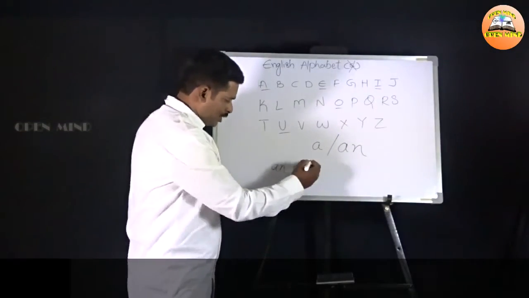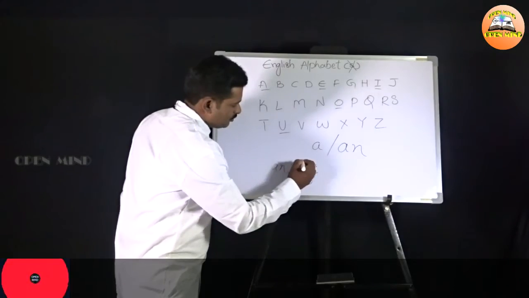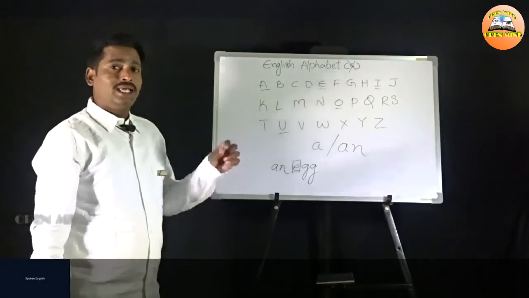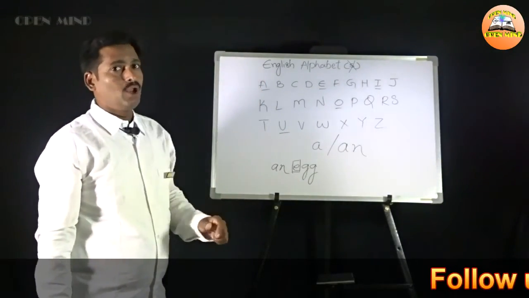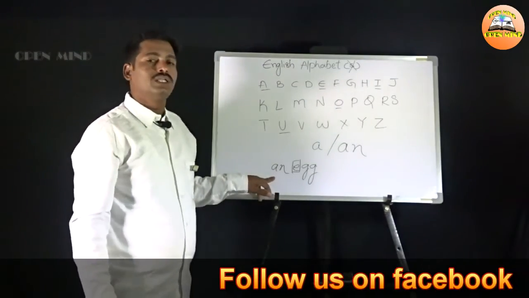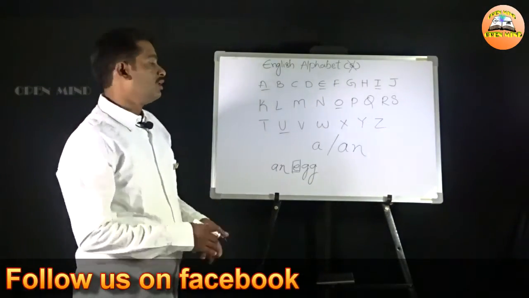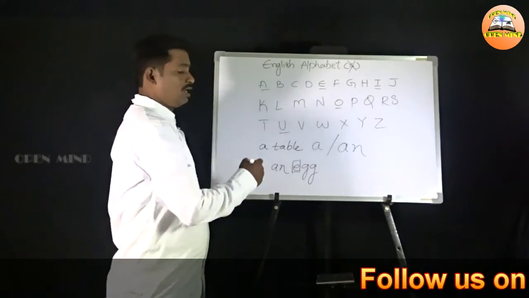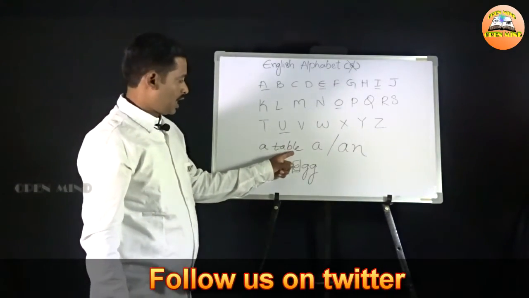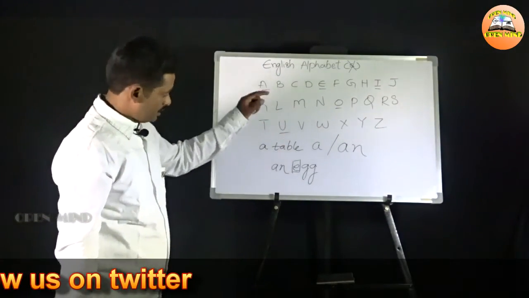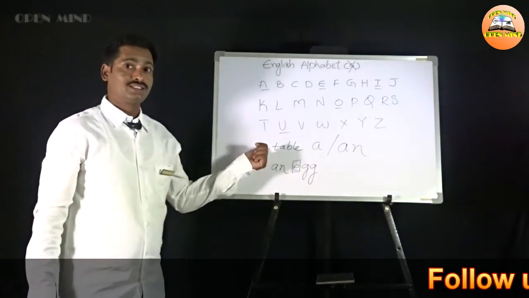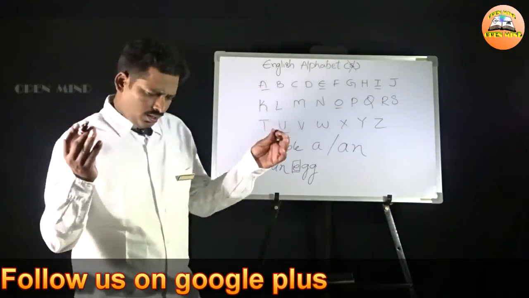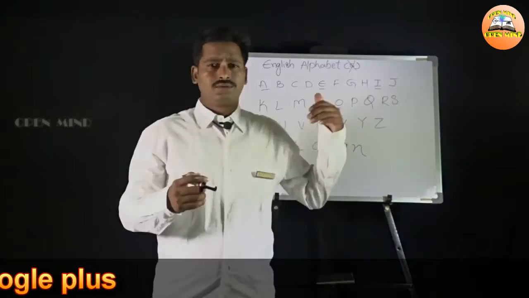We should say an egg because here the beginning sound for this singular noun is a, and a, e, i, o, u, they belong to vowel category. So here we need to say an. Similarly, table, a table, here we need not write an because yes, this is a noun, non-specificity is there, it is a singular, but the beginning sound is consonant sound. So a table. We can make many examples in this manner.